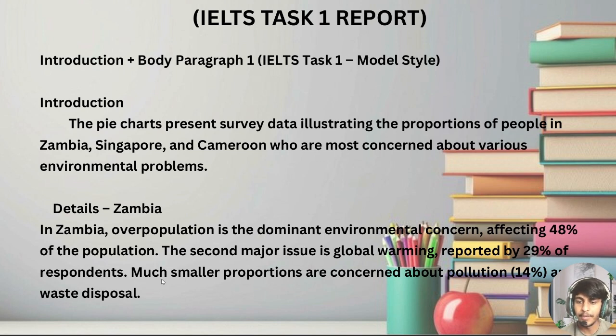So, much smaller proportions are concerned about population, 14%, and waste disposal. Here both lower figures are grouped together. They show good data selection skill, which examiners like. So this is body paragraph 1 on Zambia: In Zambia, overall population is the dominant environmental concern affecting 48% of the population.